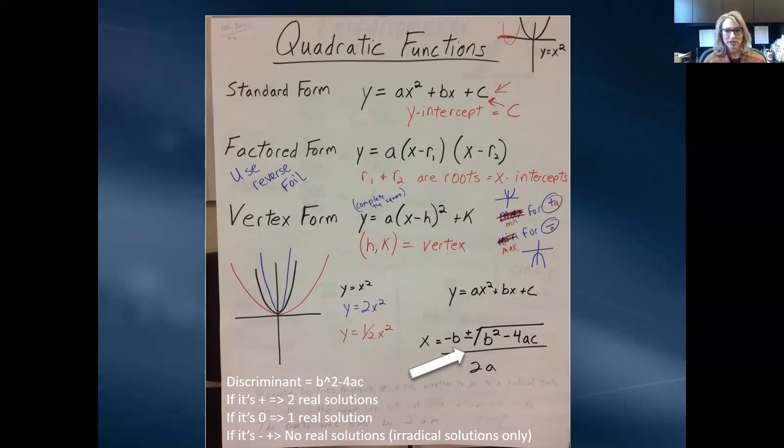More often, you may just have to memorize this part, the b squared minus 4ac, that falls under the square root sign, and that is your discriminant. Sometimes you need to know the discriminant. It's the b squared minus 4ac. And what you really need to know about the discriminant is if it's positive, there's 2 real solutions. If it's negative, there's no real solutions. They're only imaginary solutions. And if it's 0, there's 1 real solution. That's where it hits at 0.